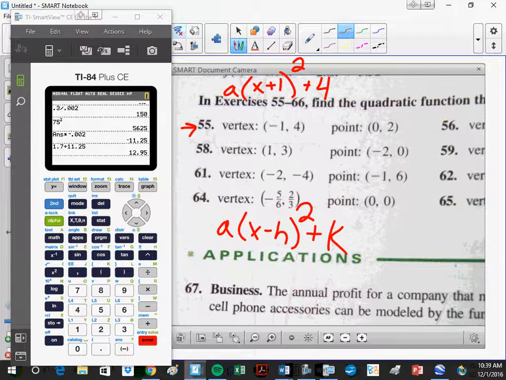Okay? How many quadratic equations are there that fit that definition? How many equations have a vertex at negative 1, 4? An infinite number. Right? The ones that open up, there are an infinite number of those, and the ones that open down, there are an infinite number of those. So we need to find the only A that will hit the point 0, 2.